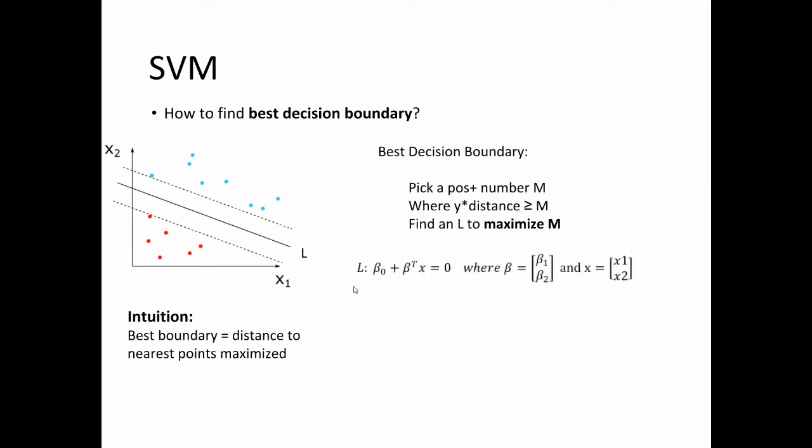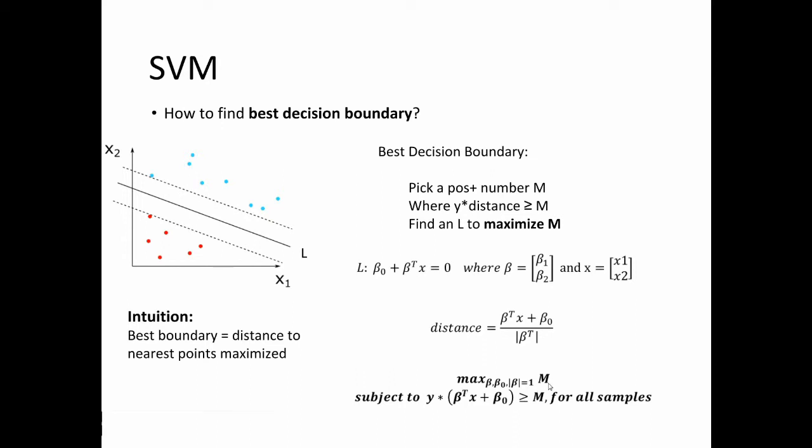Now, we know that L can be written in this way, and we also know that the distance of any point to the decision boundary can be written in this way. So here comes the textbook definition of SVM. Basically, we want to maximize the m, where y multiplied by the distance, which is this whole thing, is larger than or equal to m for all samples. Notice that there's a constraint, that is, basically as a vector, the length of beta is equal to 1. So if that's the case, then for the distance, this denominator will be equal to 1.